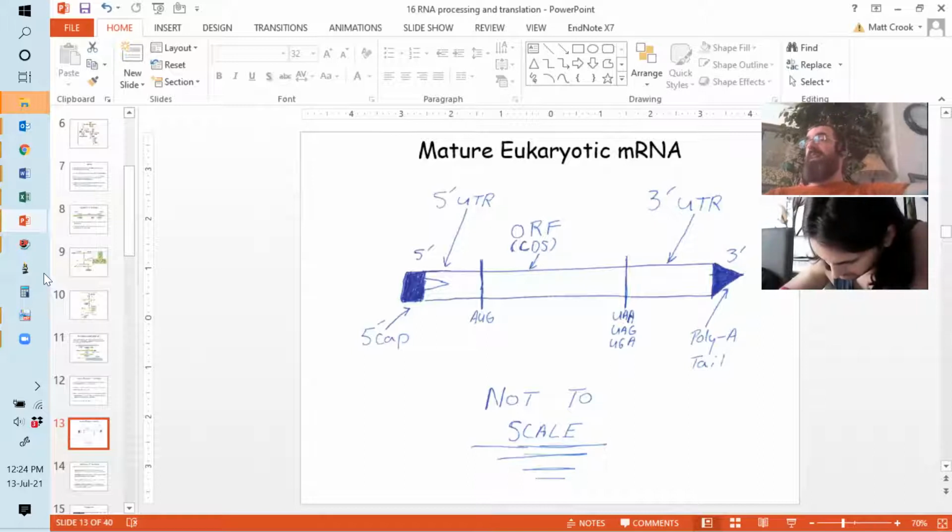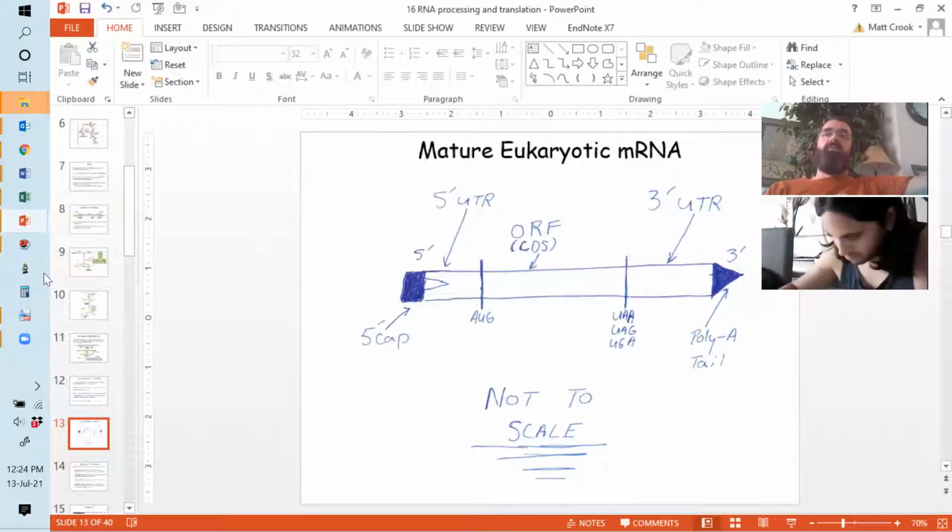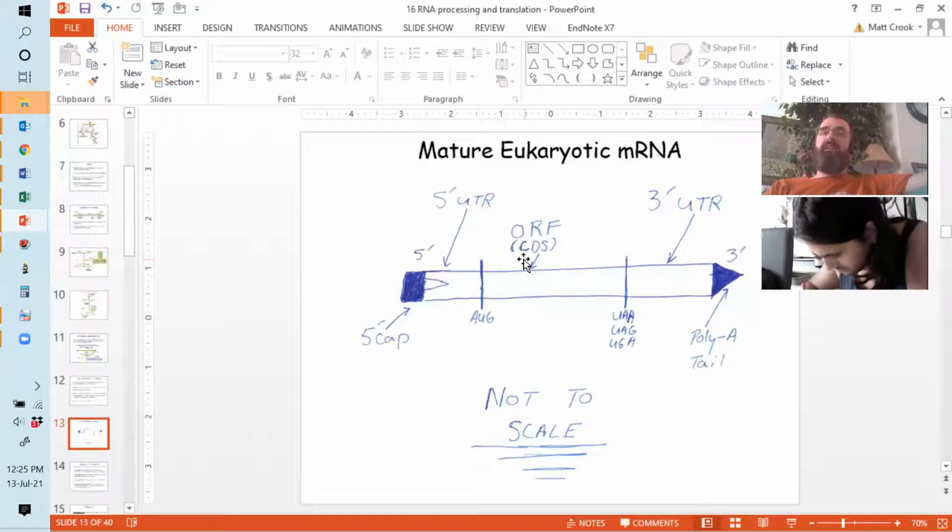Okay, so now we've got that. Now that mRNA is going to be exported to the cytoplasm and translation will occur.